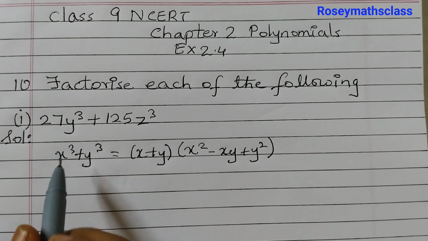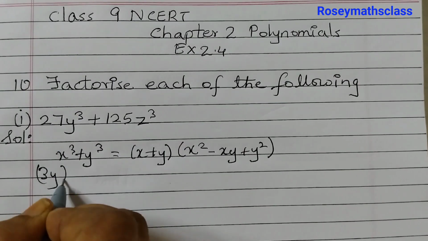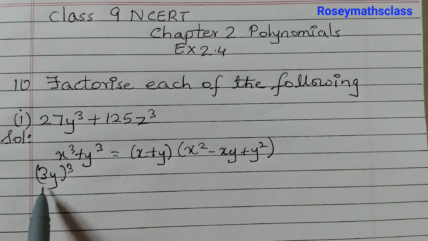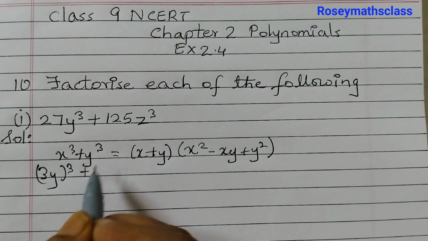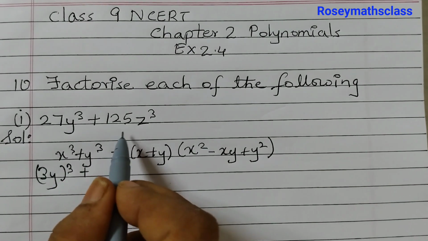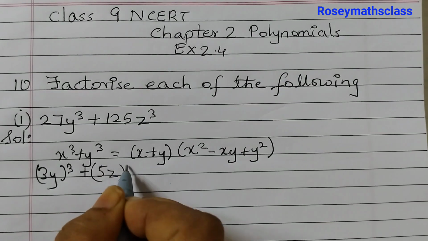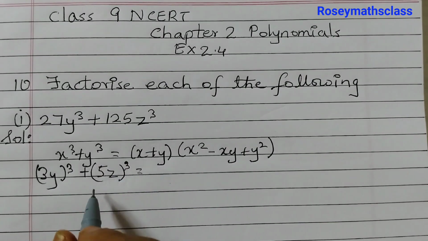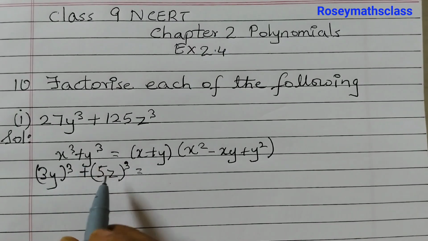Now 27y cubed, we can write as 3y the whole cubed. 3 into 3 into 3 is 27, so that's 27y cubed plus 125 is a cube of 5. So 5z the whole cubed. Now we will write it in this form. So here x is 3y, y is 5z.